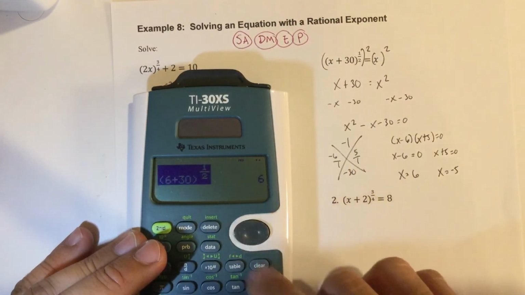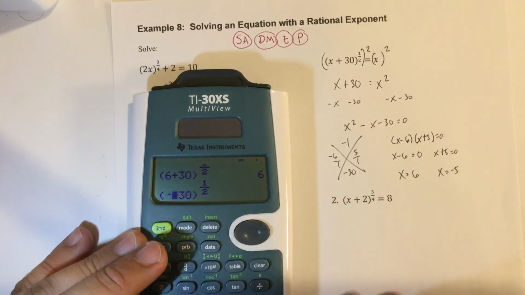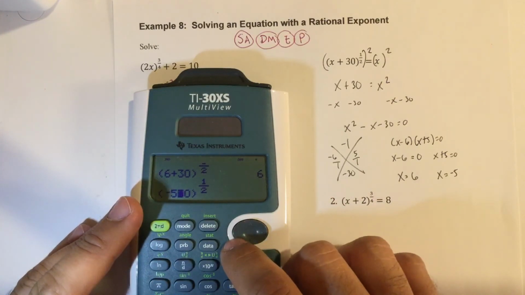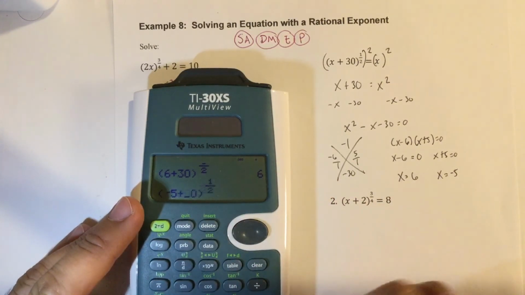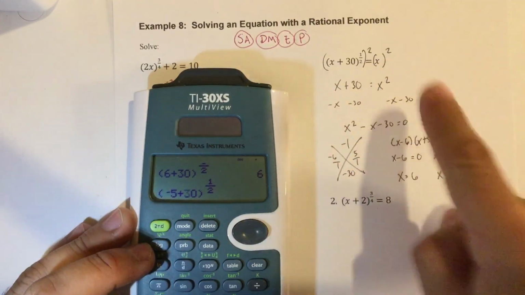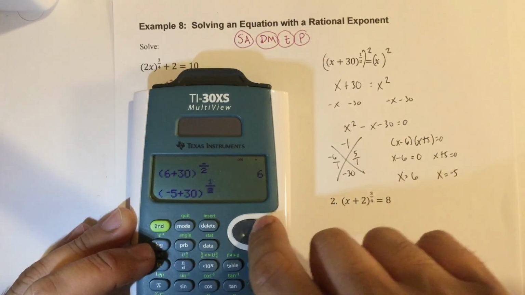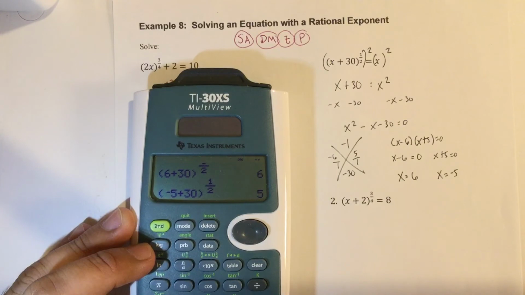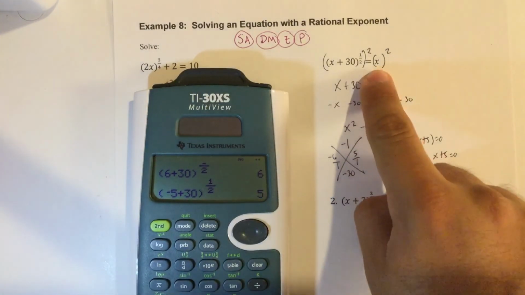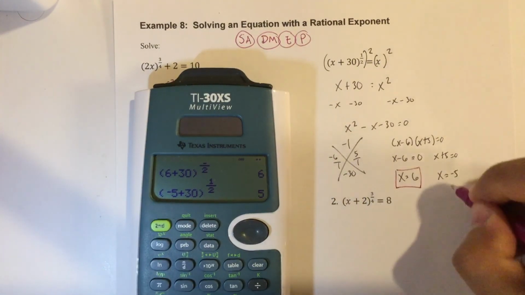And for the last one, we can change that 6 to a negative 5. So I'm plugging in negative 5 plus 30 to the 1/2 power, and it should equal negative 5. So let's see if that works out. It equals a positive 5. So 5 does not equal a negative 5. So therefore, my only solution is x equals 6.